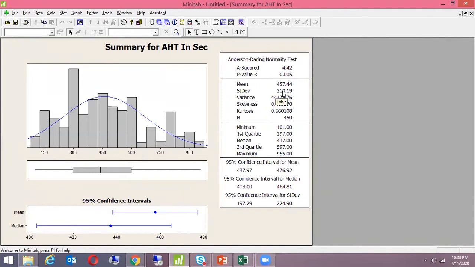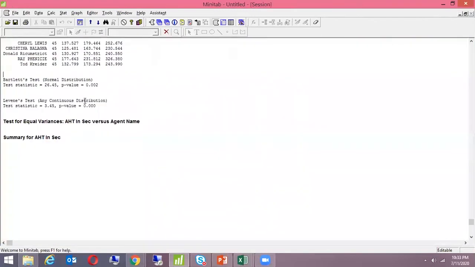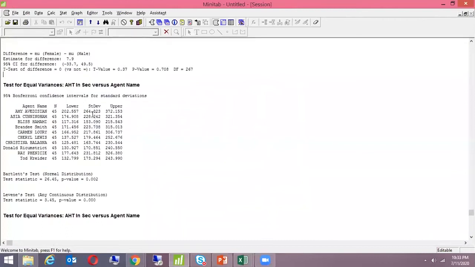So whatever is greater than 210, you can make a call here. The average was 210, but all these people that I've looked at, their average handling time is greater than 210. So you can say Bliss is doing good. Brand is also very near to 210. Carmen is also good. Cheryl is good. Christina is good. Donald is good. Ray needs to focus on and Todd needs. So that's how you can make a call.